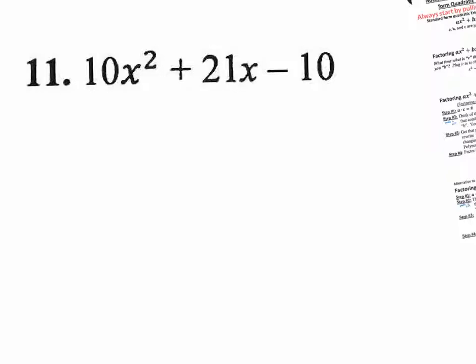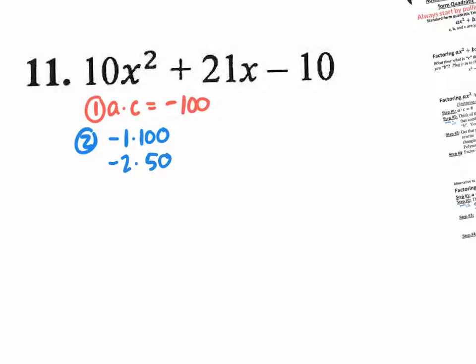Number 11, A times C, that's step 1. That's negative 100, that's right. Okay, step 2, let's make a ginormous list here. Negative 1 times 100. Now, I might as well start adding them in my head. If I add negative 1 and 100, do I get 21? No. Okay, so let me go to negative 2. Negative 2 times 50. If I combine that, that gives me 48.